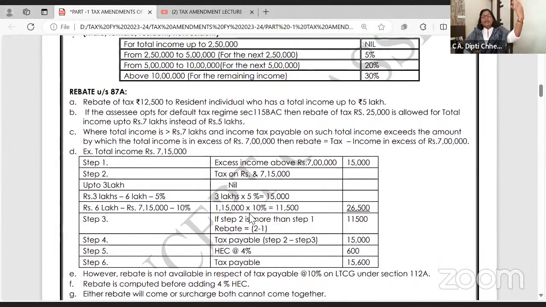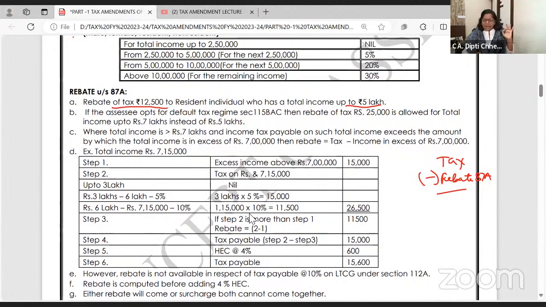Rebate is a reduction in the tax for those individuals whose total income is up to 5 lakh, not gross total income, total income. Then from the tax, health and education cess is not to be applied. From the tax, you have to minus the rebate under section 87A.